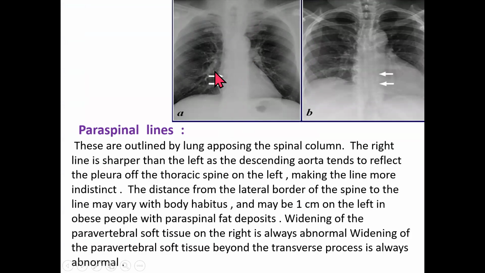Widening of the paravertebral soft tissue on the right is always abnormal. Widening of paravertebral soft tissue beyond the transverse process is always abnormal.